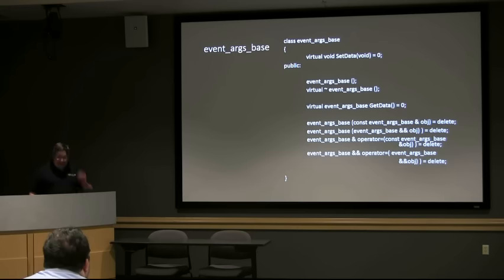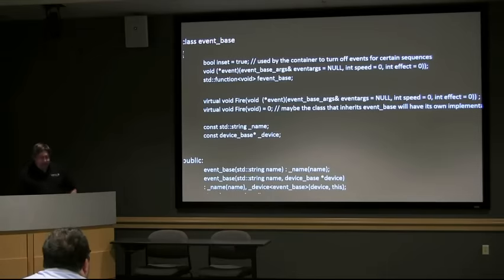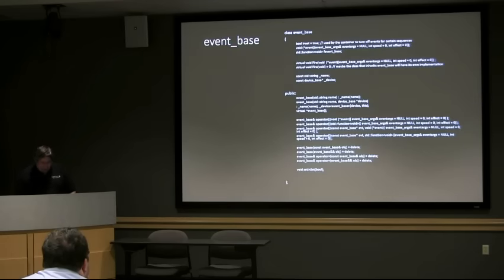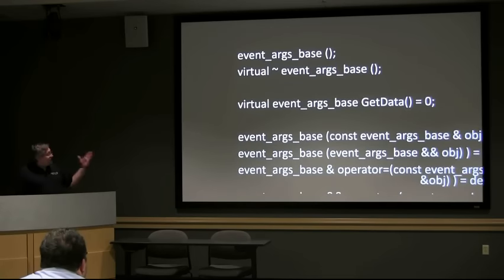The event args base is again our base class for the data that will be retrieved from the device and put into the event, as I showed in the previous slide here. It is the first argument in the function pointer, so that the device can give some meaningful values to the UI. So we would have a virtual void set data, which would allow the manufacturers to decide what they want to do with that data and what kind of variables they want in the derived classes. And also a get data, which would allow the events to get that particular data that's in the derived class.